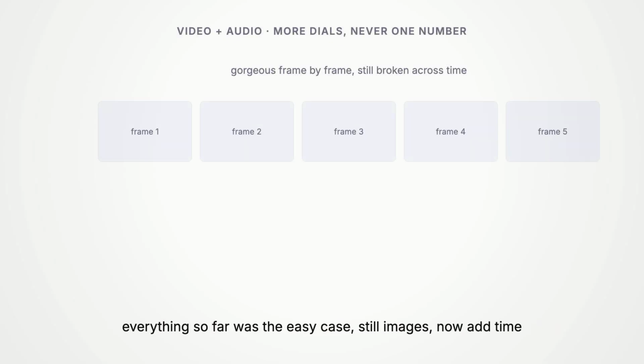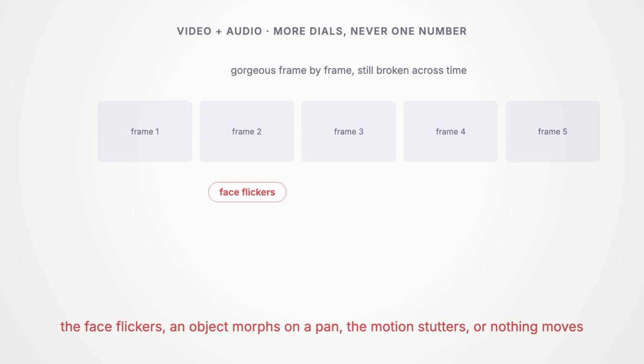And everything so far was the easy case, still images. Now add time. To judge a video, you need all of this and more, because a clip can look gorgeous frame by frame and still be broken. The face flickers between shots. An object morphs as the camera pans. The motion stutters or nothing moves at all.